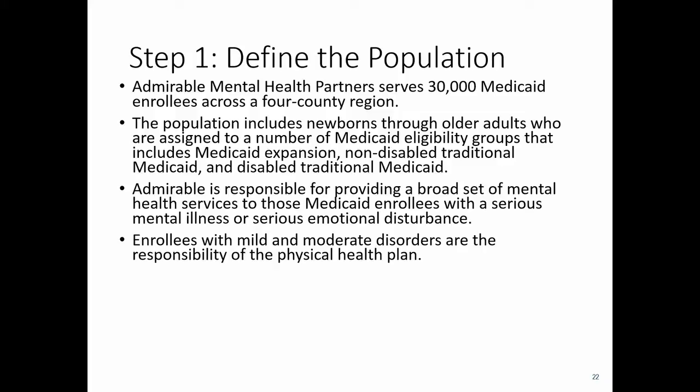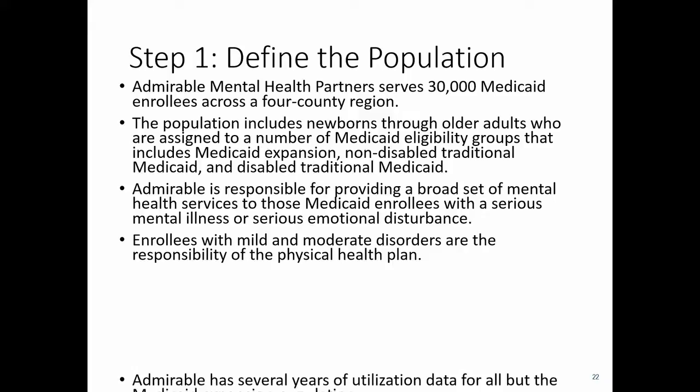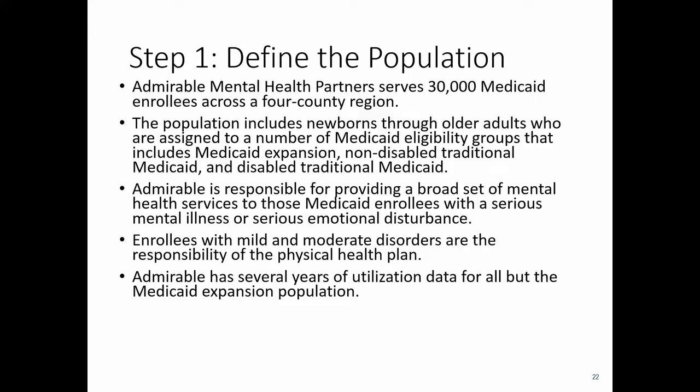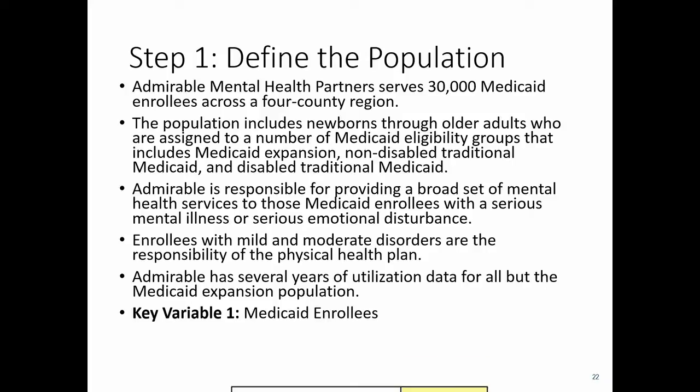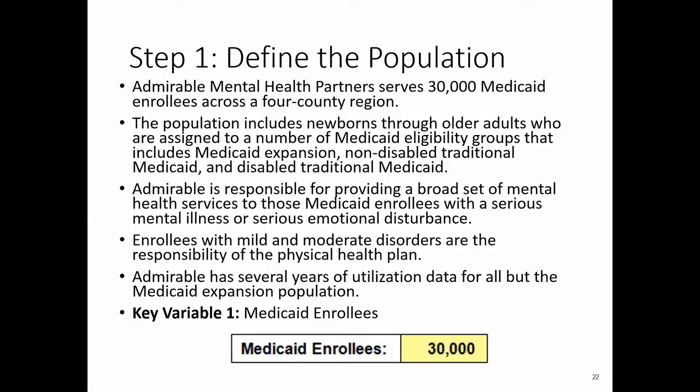So you can see it's different than what you're moving into with early adopter. And the Admirable has several years of utilization data for all but the Medicaid expansion population. And so in this case, the key variable is how many Medicaid enrollees we have, because that's going to come back to help us with the pricing. And so I said 30,000 at the top. I just have it in my little spreadsheet, 30,000.